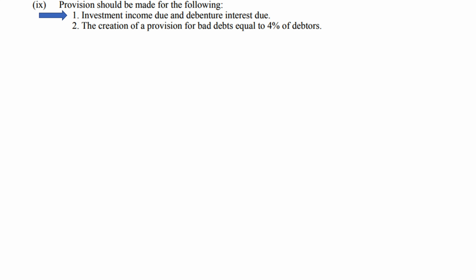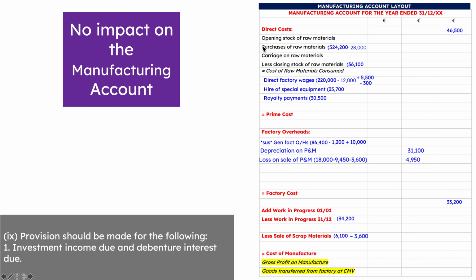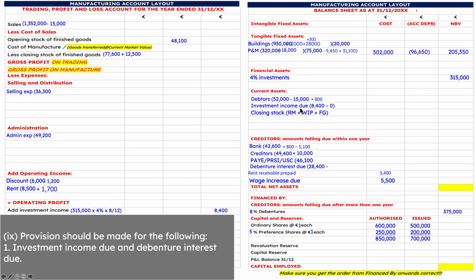Right, last adjustment there, adjustment number 9. Provision should be made for the following: investment income due and debenture interest due. So we just need to go to the balance sheet and say, okay, investment income due. I didn't receive any investment income in this question at all, but in my step 3, I worked out the investment income for the current year was 8,400. So I'm going to have investment income due, €8,400.